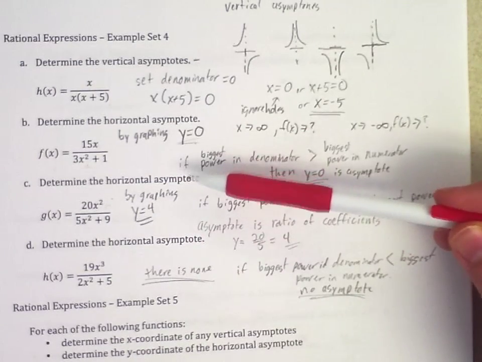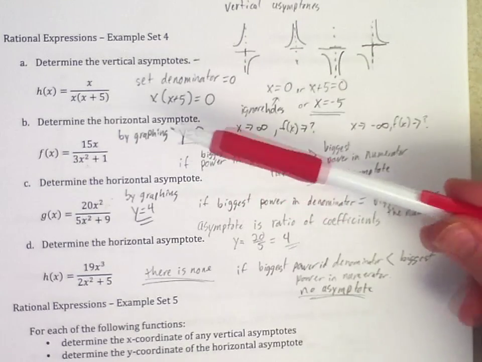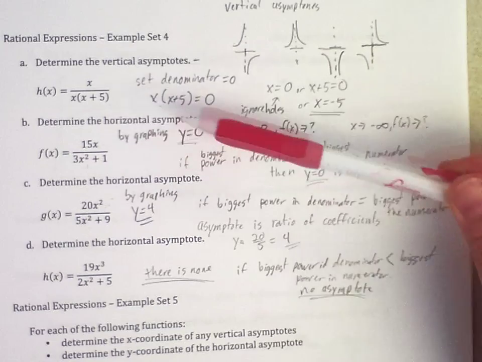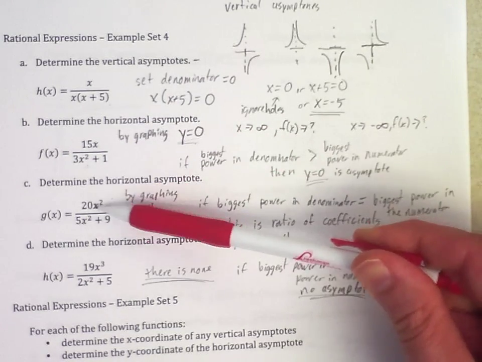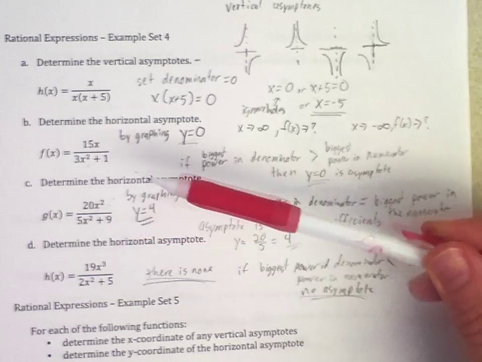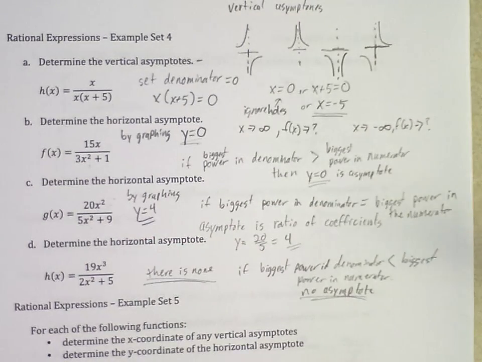For horizontal asymptotes, again, we're checking behavior as it goes to plus or minus infinity. So if the top power is lower, it goes to 0. If they're the same, we use the ratio of the coefficients. If the top is bigger, then there's not one. And that's how you deal with finding asymptotes.